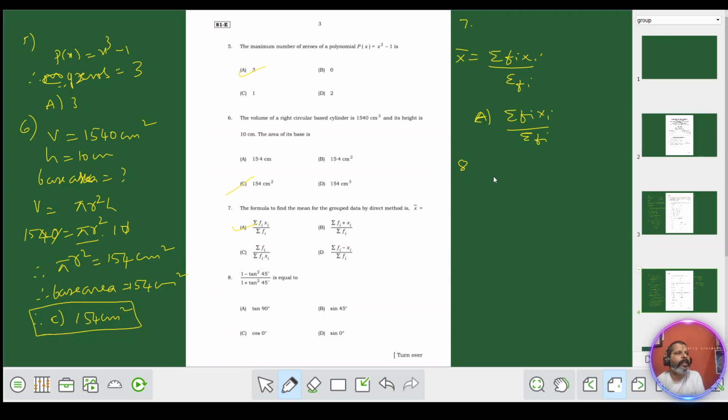First mark, last question. 1 minus tan square 45 by 1 plus tan square 45.